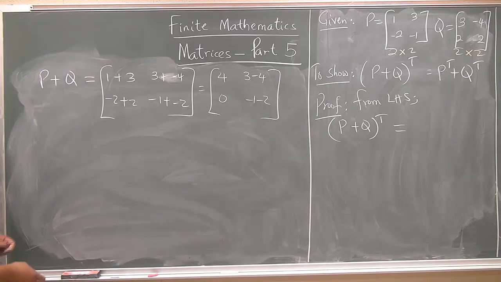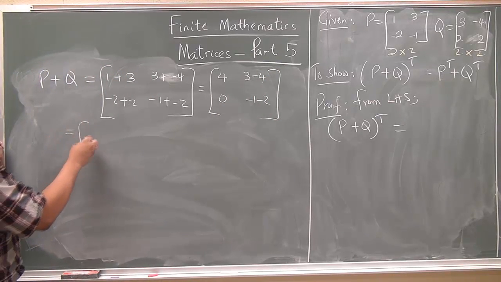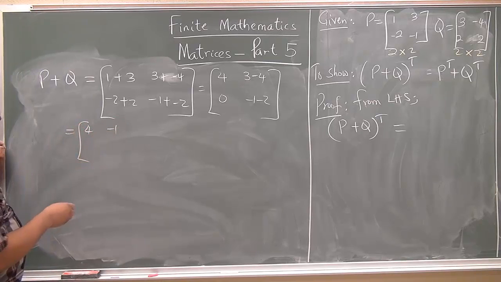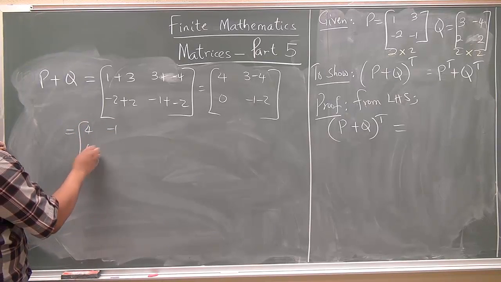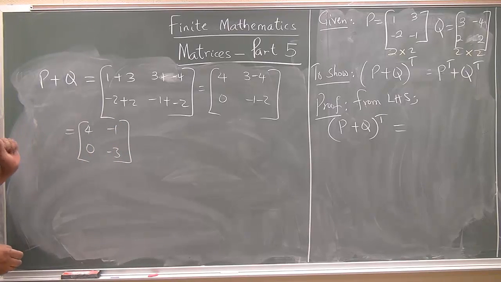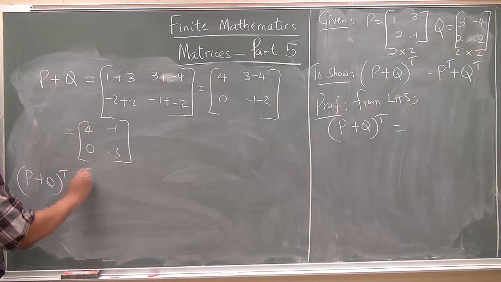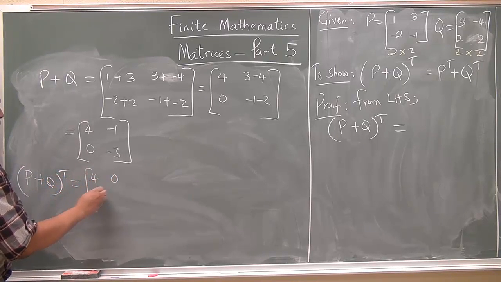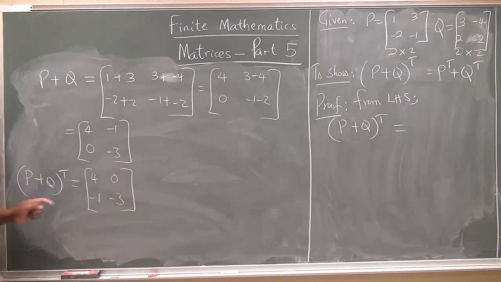Okay? And this will be 4, minus 1, 0, minus 3. Now we have found P plus Q. So now let's do P plus Q transpose. And that will give us what? 4, 0, minus 1, minus 3.